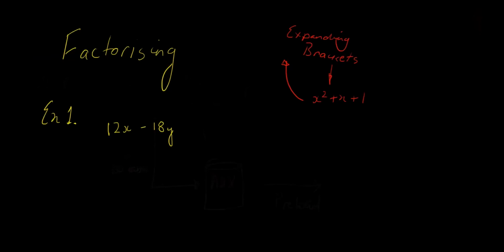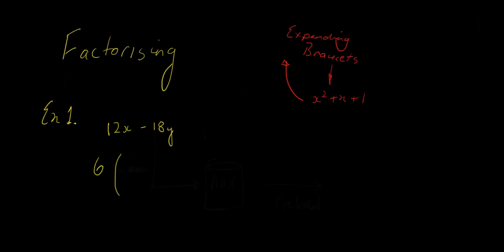So the first thing I do is ask what's common between these two expressions. It's got an x there and a y there, so these two aren't common. The 12 and the 18, what's the common number between them? What number goes into 12 and goes into 18? 6. So the first thing we're looking at is what are called common factors. The common factor here is 6. I can take that out.